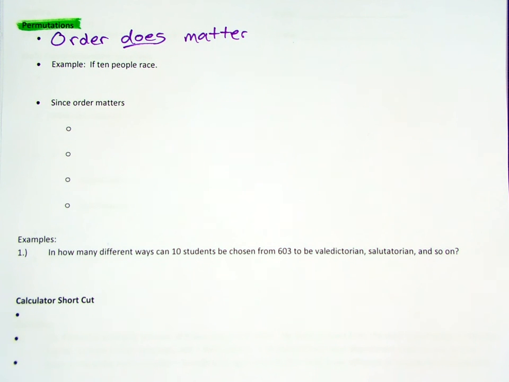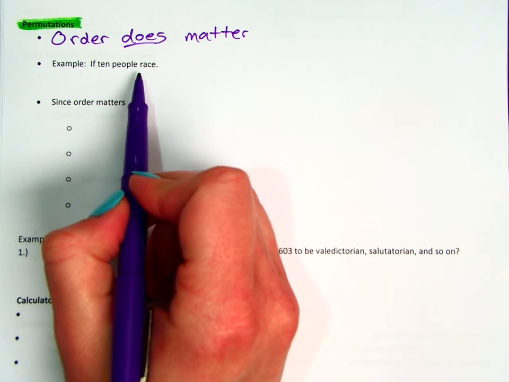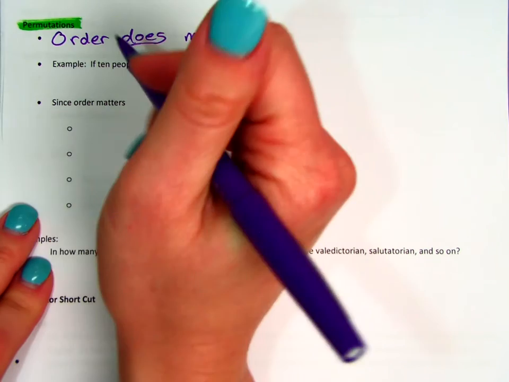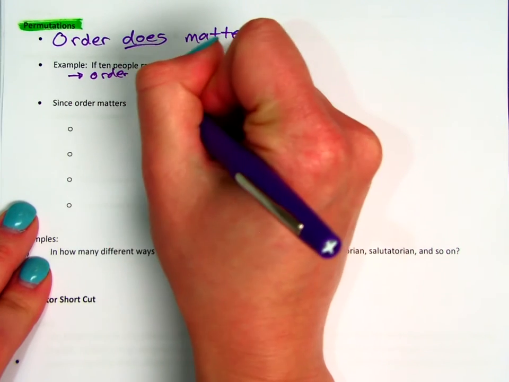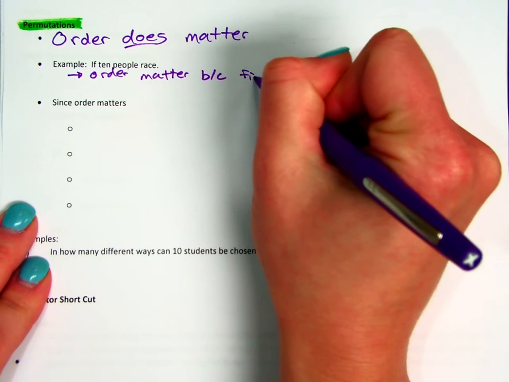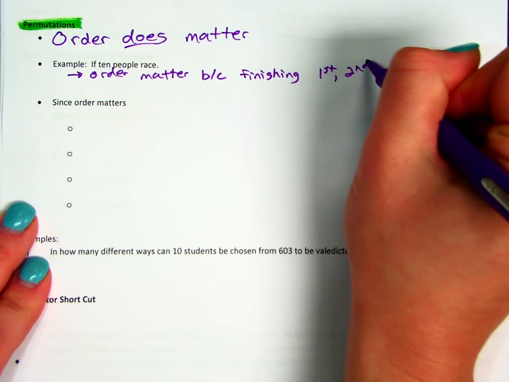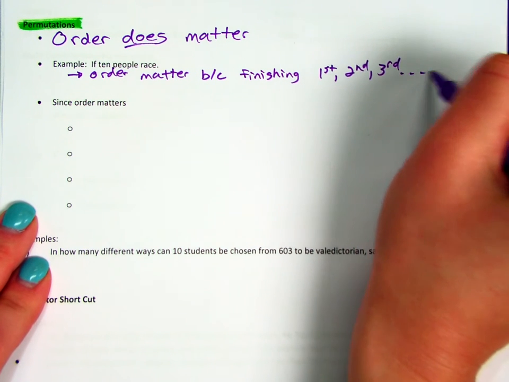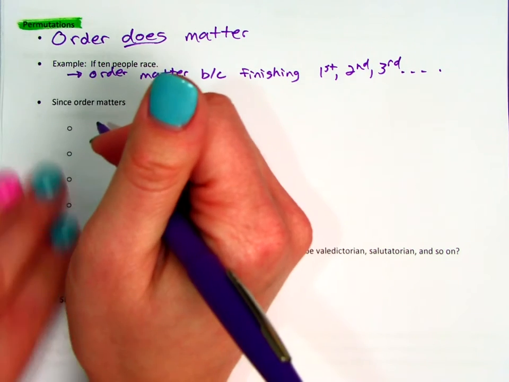So, for example of a permutation, there are 10 people racing. Well, if there are 10 people racing, the order does matter because you can finish in different places. So order matters because finishing first, second, third, and so on matters. If I finish first, I'm doing better, and if this were a track meet, I would get more points for my team to help my team win. So the order really does matter.